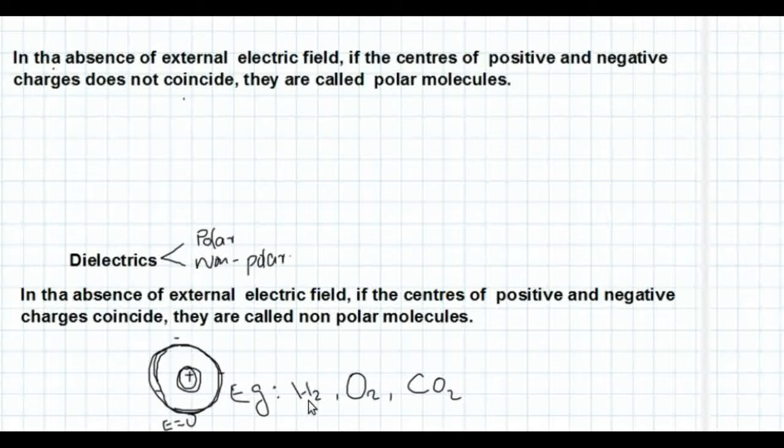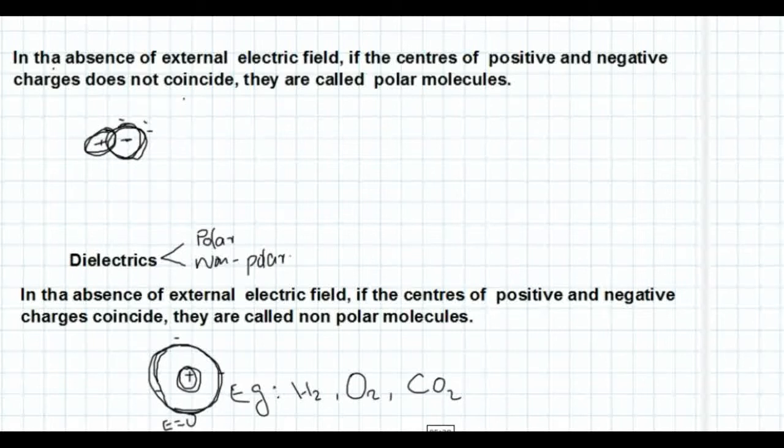Then similarly, there are polar molecules. In the case of polar molecules, it will be just opposite. That means in the absence of electric field, the centers of positive and negative charges do not coincide. So here the centers of positive and negative clouds are coinciding, or they are overlapping, and in the case of polar molecules, they will not coincide. They will not coincide means the centers of positive and negative clouds will not be at the same point.